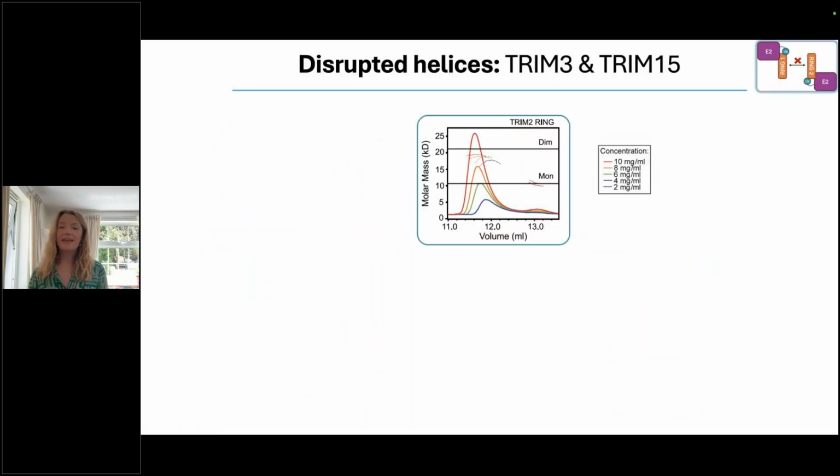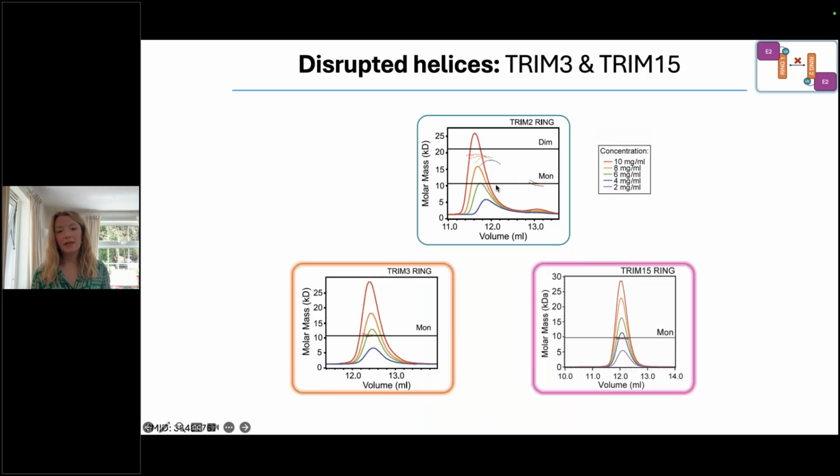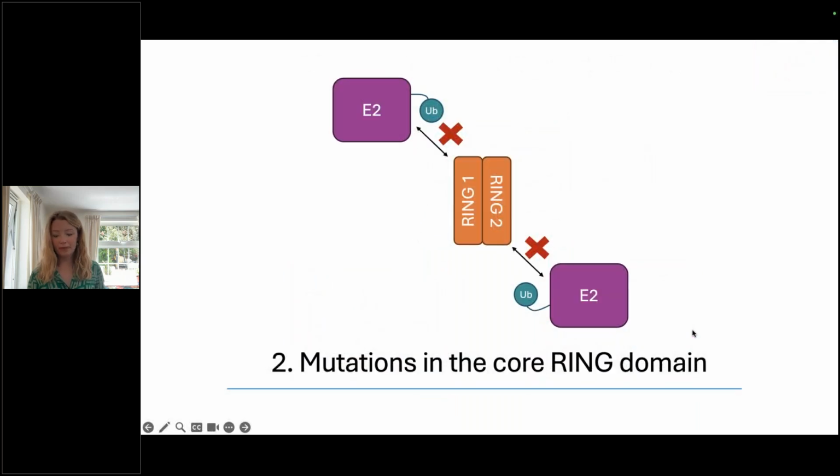So as I was saying, these helices are thought to mediate dimerization of the rings. So for TRIM2, our active TRIM, we can see it exists in a monomer-dimer equilibrium. Whereas for TRIM3 and TRIM15, the ones with disrupted helices, we can see by SEC-MALS again that these are strictly monomeric. So that gives us our first class of ring domain that's inactive.